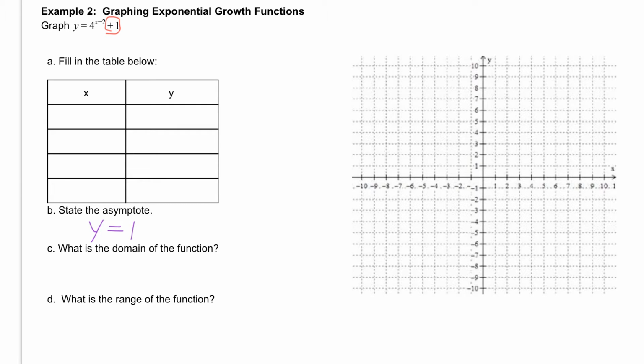Once I have my asymptote, I'm going to plot that on my graph, remembering that it is a dotted line, and it is at y equals 1. Next, I'm going to fill in the table below. So I'm going to put that in my graphing calculator and take a look at that table. And I want you to do the same thing. So let's plug it into the graphing calculator.